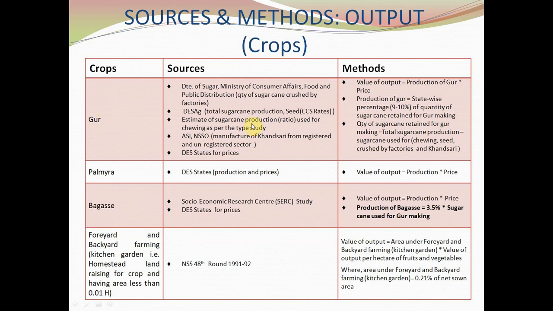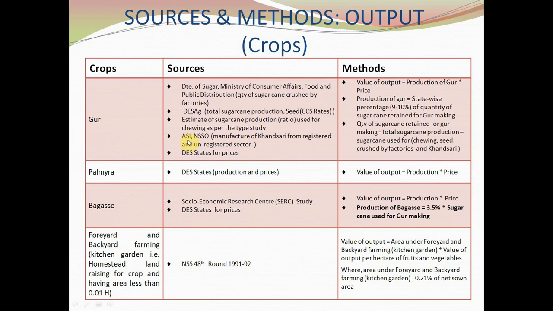For gur production, sources for different data are here. Directorate of Sugar, Ministry of Consumer Affairs, Food and Public Distribution is providing the quantity of sugarcane crushed by factories, and DES Ministry of Agriculture is providing total sugarcane production along with seed and CCS rates, seed on CCS rates. Now, for estimates of sugar production, a ratio is used for chewing as per the study.